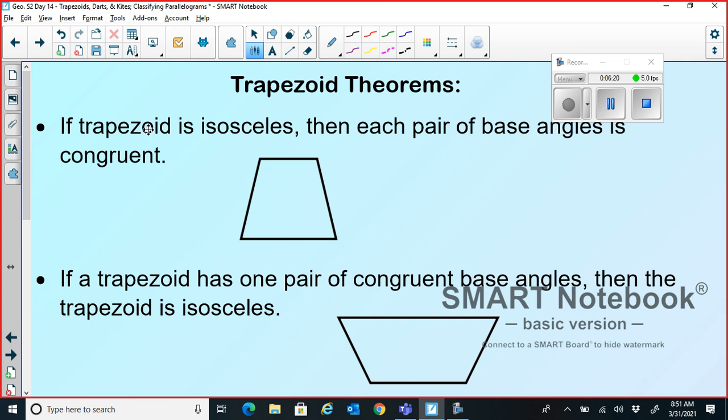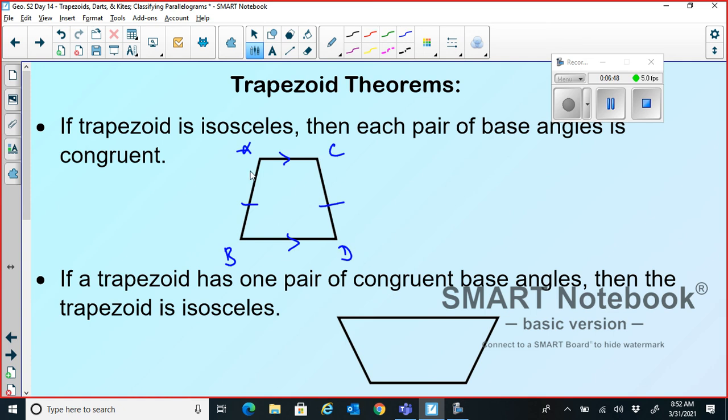We will see a few theorems on trapezoids. If a trapezoid is isosceles, then each pair of base angles is congruent. What does that mean? What is the isosceles trapezoid? Isosceles trapezoid is one which has bases as parallel and the legs as congruent. So these two sides are congruent. That is, AB is congruent to CD.